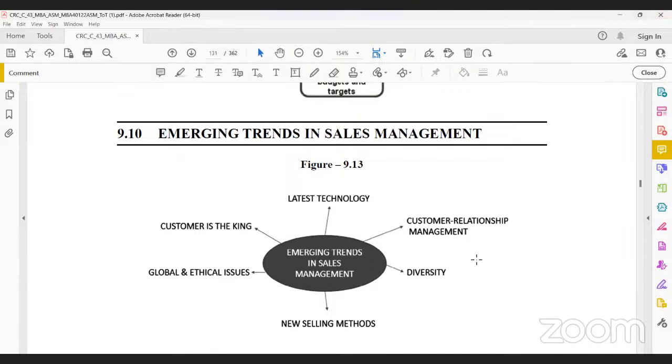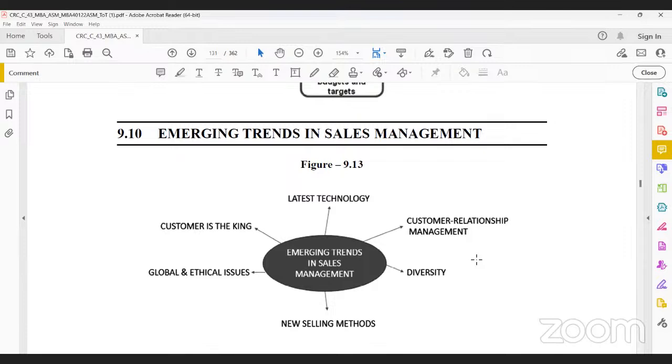If the company has a good relationship with the customer, it is able to retain them, and the company has to analyze the customer pattern: the frequency, their level of income, and what kind of product they prefer. All of this is customer relationship management, and diversity is also required. India is a very diversified market. The diversification is very huge. Global and ethical issues are also there. Global factors also influence the company's sales. So if anything changes or goes wrong, even a little bit, that also influences the market.